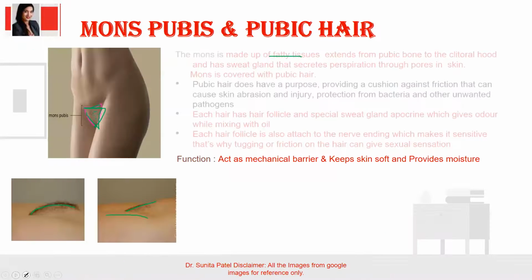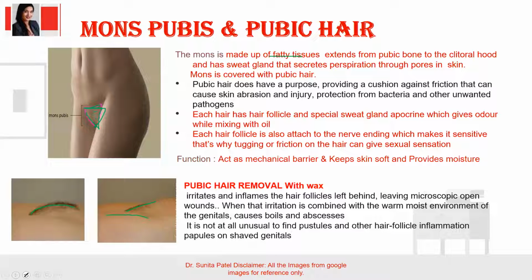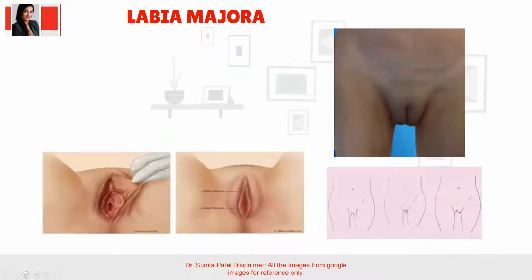All right. So that was the mons pubis, and that is the important part about the pubic hair. Look, girls, we will never give guidelines if the female is not asking about any symptoms. If she's showing you something on the vulva, if you can see boils, dry skin, or pustules, and if she's asking you, then definitely we have to guide them. This is our responsibility. If they're not asking, then it is up to you.